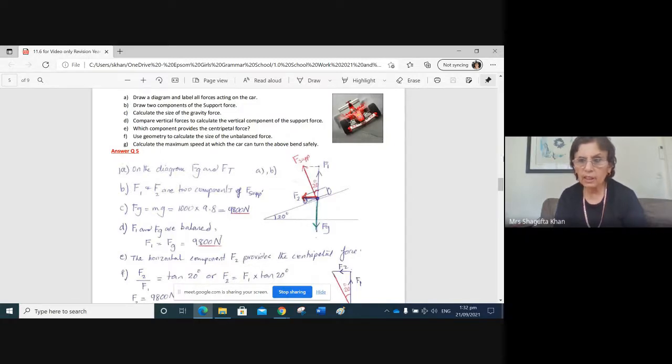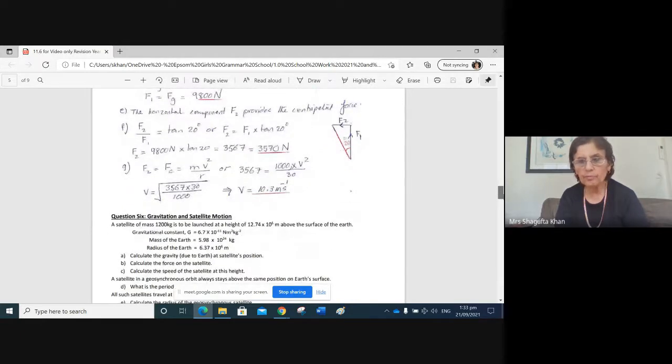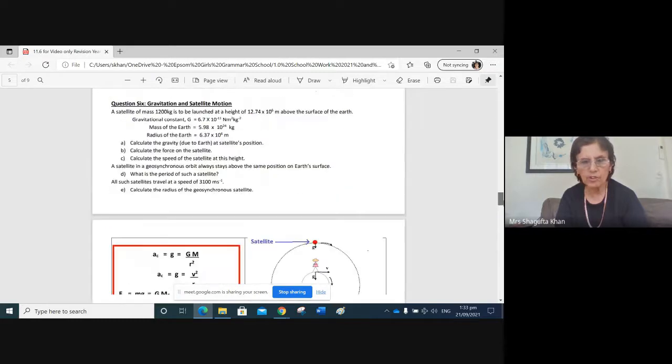So the car can go at a certain speed. It cannot exceed that speed, because this force is constant. So if the car goes at a speed which is faster, which makes this force more than the force provided by the support force, then the car will not stay along the same circular path. It will go along the tangent. So that was the circular motion, horizontal circular motion.